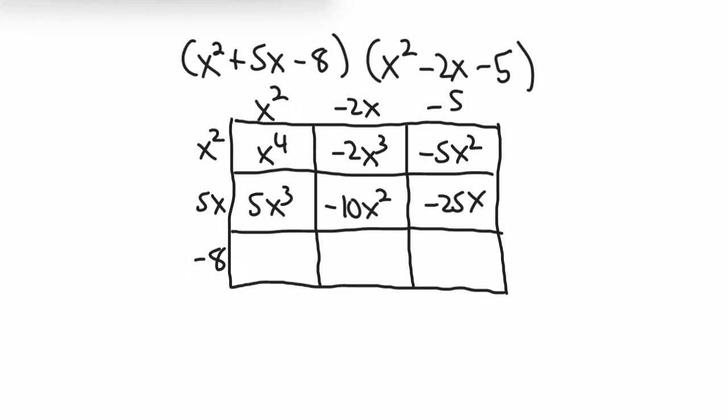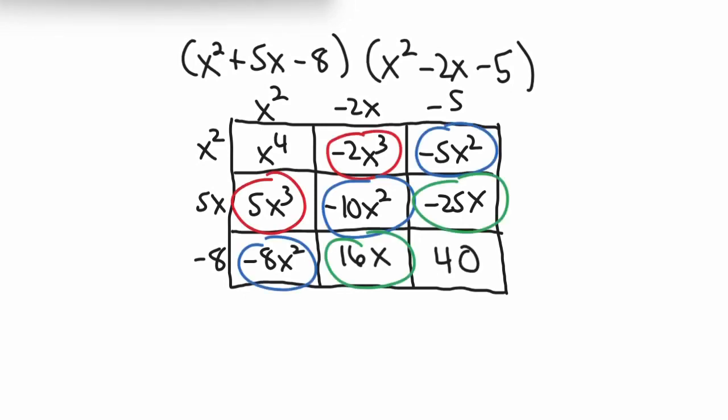Negative 8 times x squared is negative 8x squared. Negative 8 times negative 2x is positive 16x. Negative 8 times negative 5 is a positive 40. From here, I'm going to circle like terms. So let's write the polynomial from highest degree to lowest.